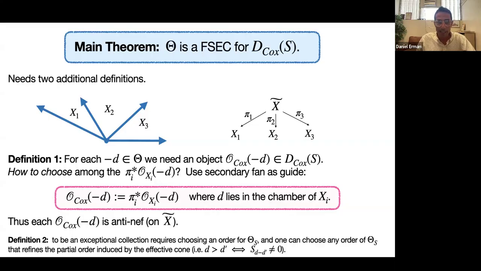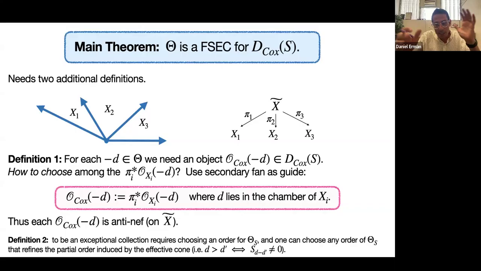There's also, in tiny text, an aside about how to be an exceptional collection, you need to order the elements. Basically what that says is any reasonable order you choose will work. That's not hard, so I don't want to dwell on that.